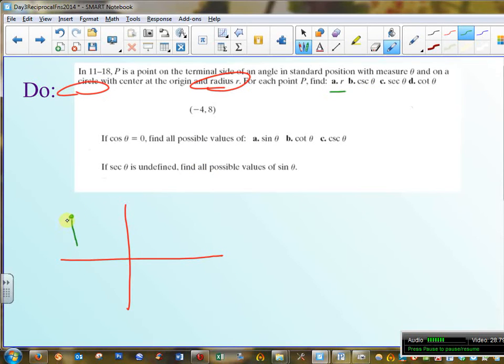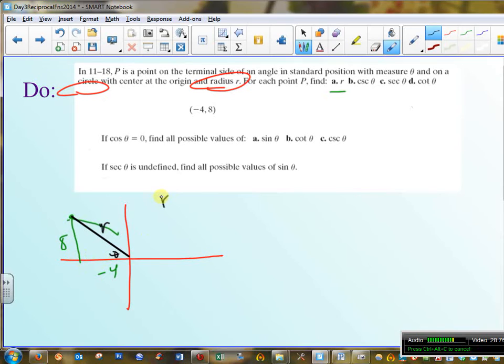We're going to go -4 to the left and 8 up. Let me redo that. For the time being, I'm going to mark that hypotenuse as r because we're going to have to solve for that. And yes, we'll solve for it using the Pythagorean theorem. Here's theta, here's my right angle.